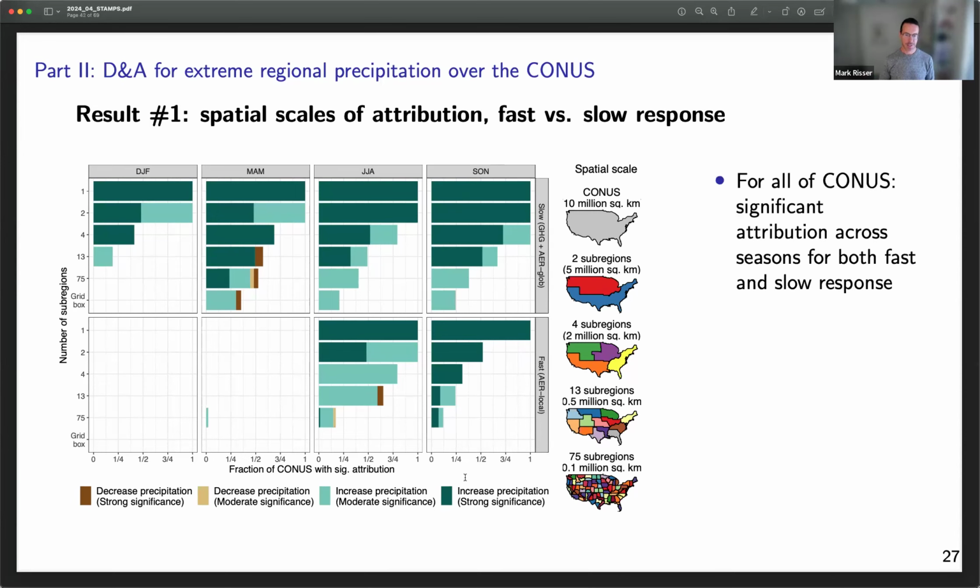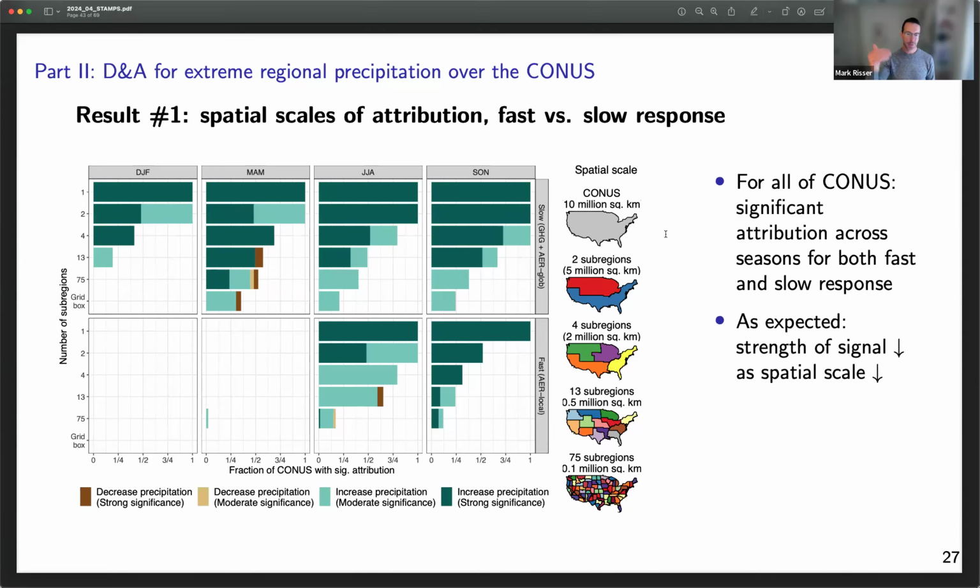So if we zoom out as far as possible, looking at the entire US, that would be the top little row of each of these panels. We can see that there are significant attribution conclusions for both the fast and the slow response, stronger for the slow response across all the seasons.